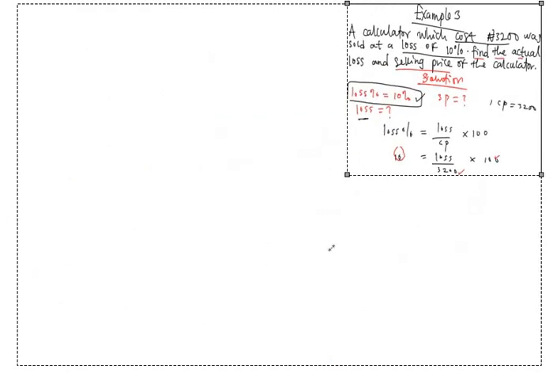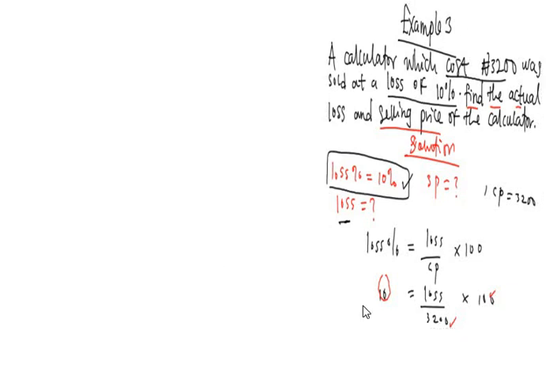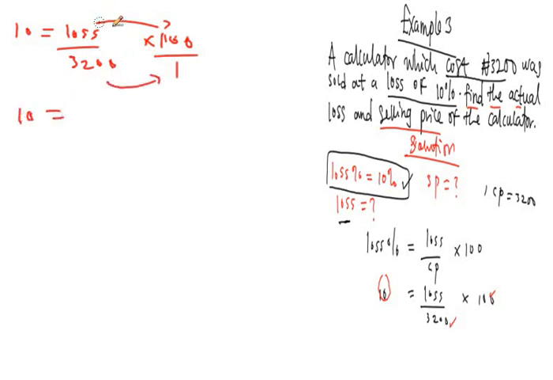Okay, so now this formula that we're using, right? Let me write it so that it's more visible. 10 equals loss over 3,200, right? Times 100 over 1, isn't it? So this times this, and this times this. So I'll now say 10 equals loss times 100, which is 100 loss, isn't it? Remember, this L, 100 loss over 3,200 times 1, which gives you the same thing, 3,200, right?